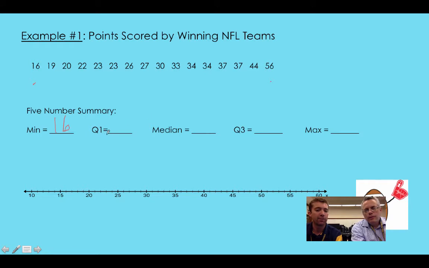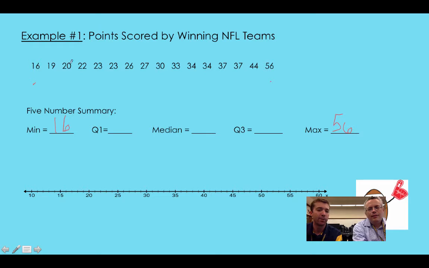Let's skip Q1 for the moment and go with the max, because that's easiest. Those are the two easiest numbers to find. So this is the 56. These are the 5 numbers of the 5-number summary we need to draw the graph. The third easiest number to find is the median.